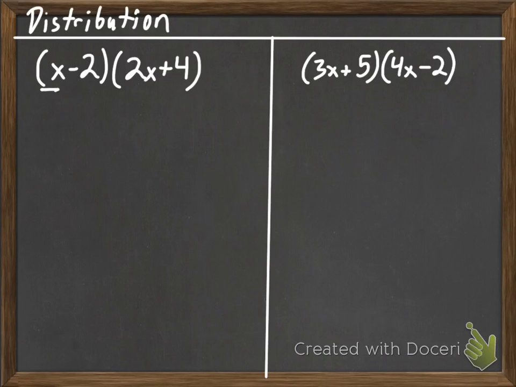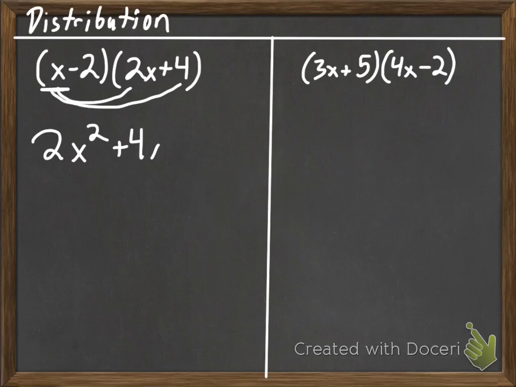We're going to take our x and we're going to multiply x with our 2x and x with our 4. So x times 2x is 2x squared. X times 4 is 4x. Then we're going to take our negative 2, and we're going to multiply that by the 2x, then we're going to multiply it by the 4. So negative 2 times 2x is negative 4x, and negative 2 times positive 4 is negative 8.